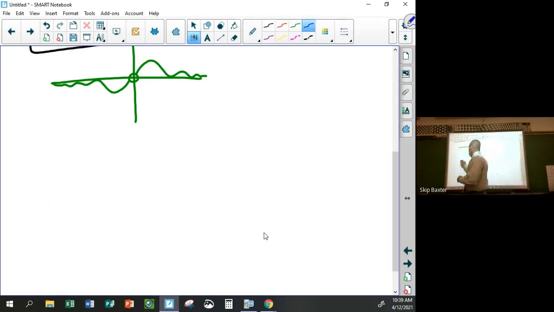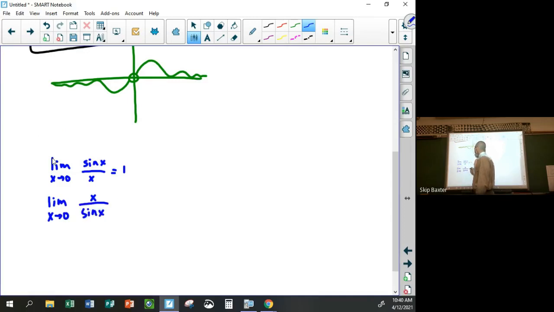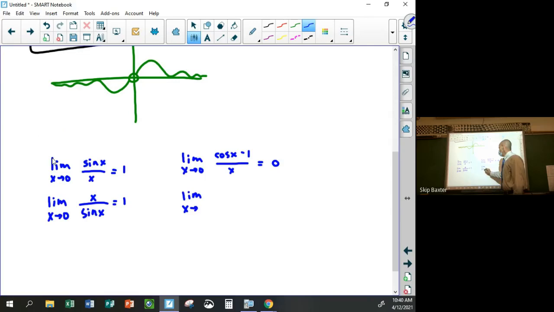All right, so the 4 special limits you need to be aware of, let's review here. They are the limit as x goes to 0 of sine x over x equals 1. The limit as x goes to 0 of x over sine x equals 1. The limit as x goes to 0 of cosine x minus 1 over x equals 0. And the limit as x goes to 0 of 1 minus cosine x over x equals 0. So those are the 4 special limits that are important.